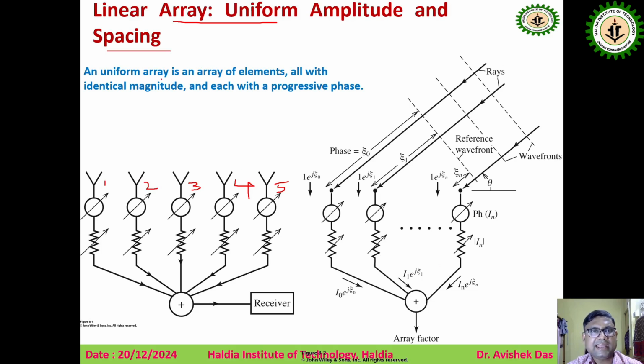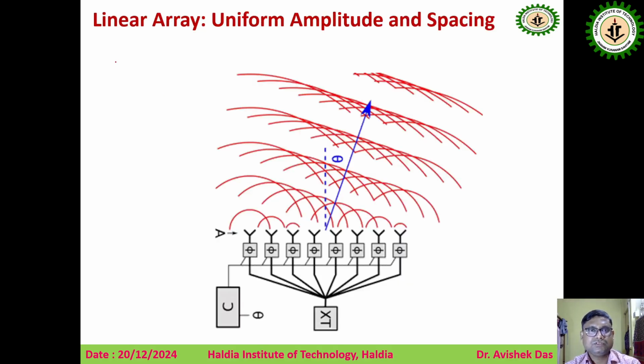And a uniform array is an array of elements all with the identical magnitude and each with a progressive phase. So what is the definition of the uniform array? Uniform array means where each antenna element has the identical magnitude. So this one is the example of the linear array of uniform amplitude and spacing. So it forms the array.